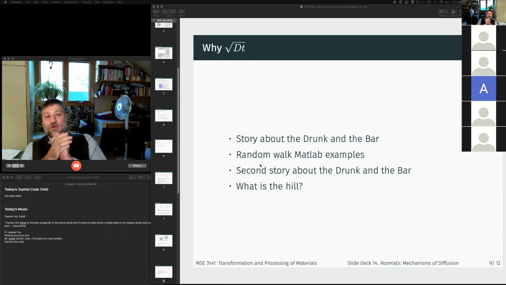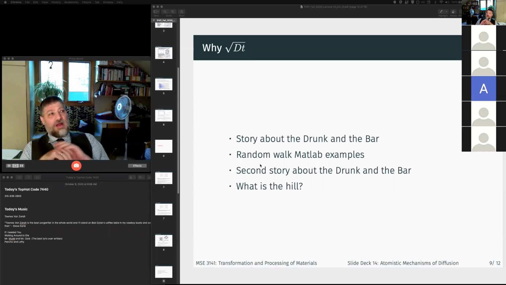Which way, where are all the drunks going to end up? Are they, in that case, just as likely to walk uphill as they are to walk downhill? We've introduced a bias into our system now, right?